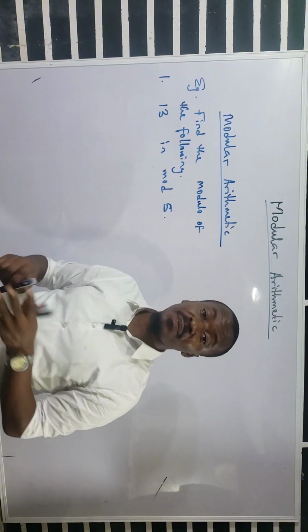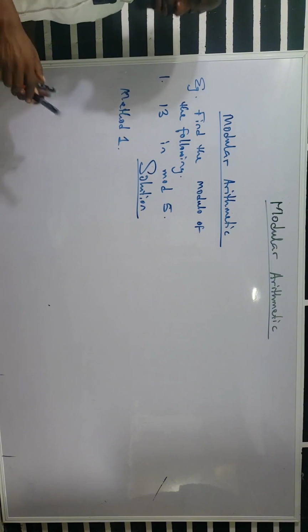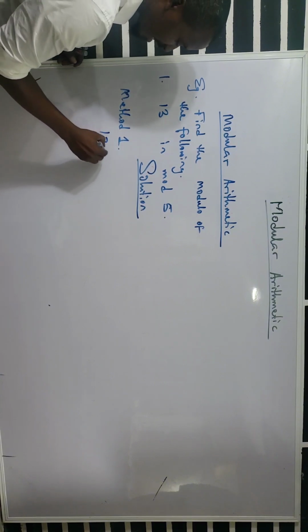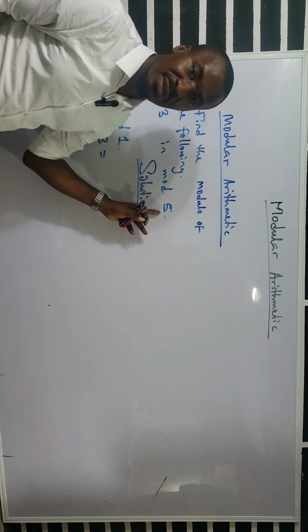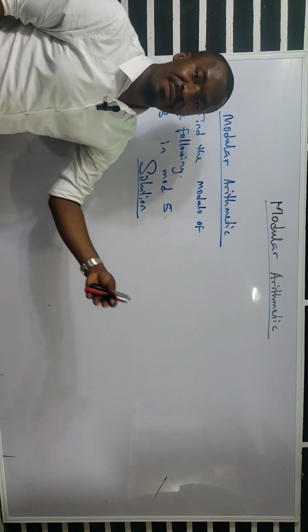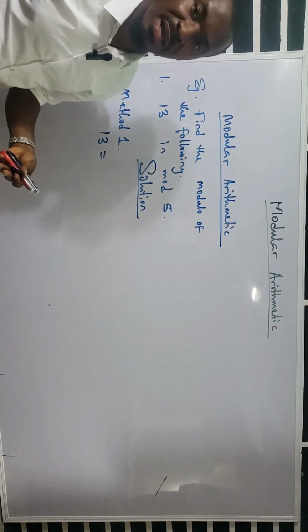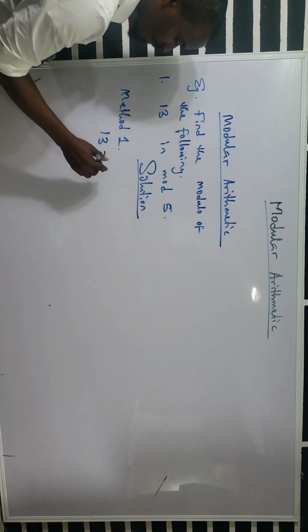So let us do the simplest method of all. The first method is very simple. If I have my 13, all I need to do is keep sharing my number in fives, okay? If I keep sharing my number in fives, then the remainder is my modulo. So what does that mean?